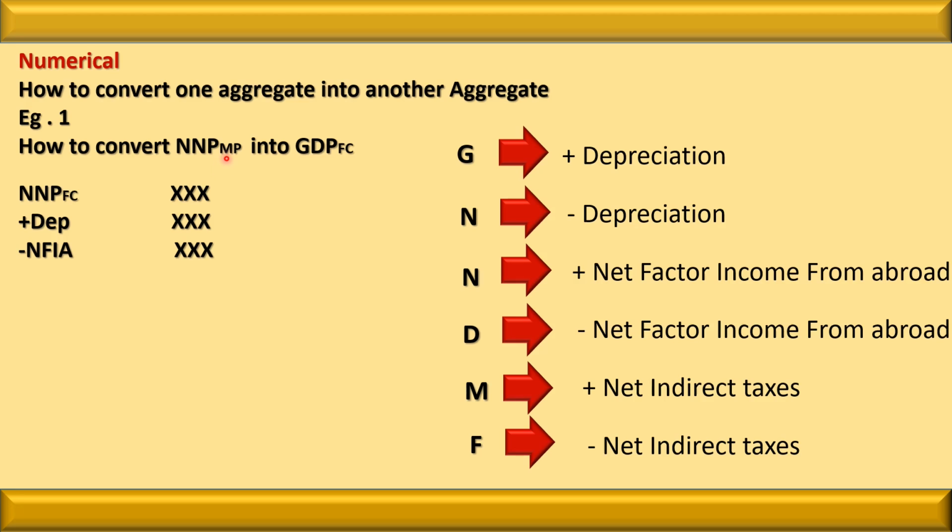Now the next thing is MP to FC, market price to factor cost. What we have to find out? Factor cost, F. What is the sign? Minus net indirect taxes. So we have to deduct net indirect taxes. After considering all, what we will get? We will get GDP FC, gross domestic product at factor cost. I hope the point is clear. Let us see the second example so that the thing becomes much more clear.